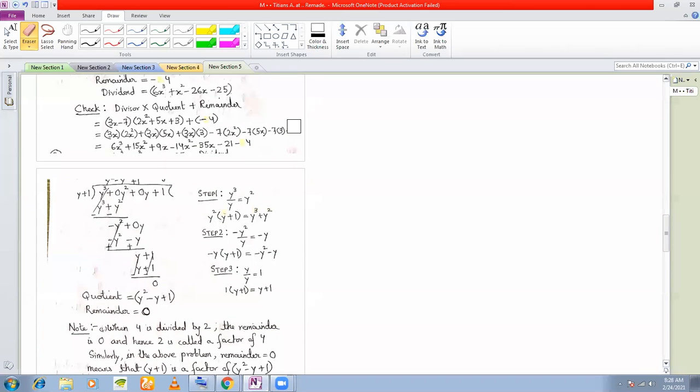Let us do this problem. The question is: divide y cube plus 1 by y plus 1. Okay, so again here, I don't need to write, I'll divide directly. You know which one is the dividend? The dividend is y cube plus 1. Which one is the divisor? It is y plus 1.